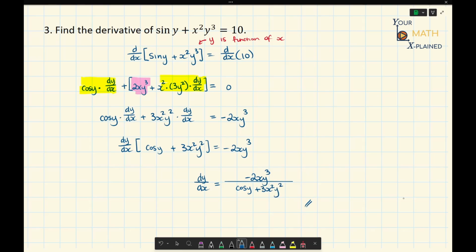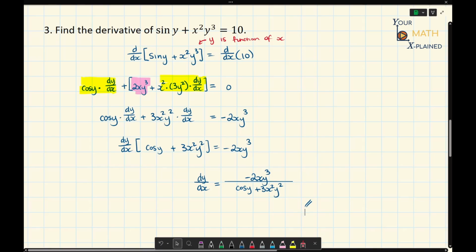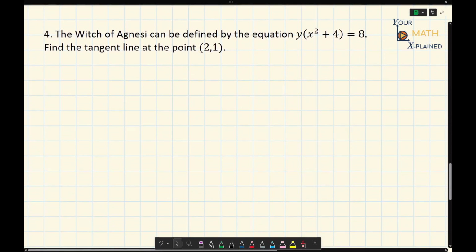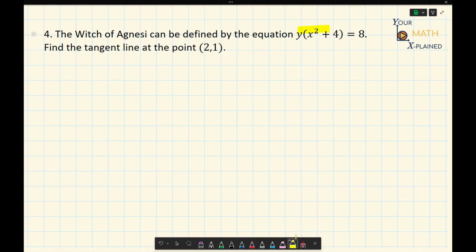And that would be our final answer here. And finally, for our last example, we're going to talk about a curve named the Witch of Agnesi. And it can be defined by this equation here. And yes, while we can isolate y, we've learned that it's actually much simpler to differentiate implicitly.